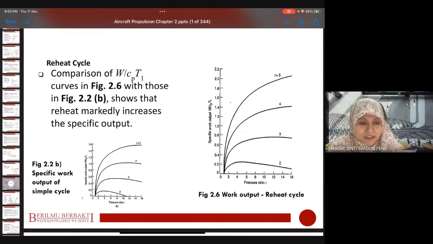Another pro and con. The pro, the benefit, is that work output increases, better work output, but it is less efficient. So it depends on our objective, our aim. If we want to produce more power, despite whatever the efficiency of the engine is, then maybe we can opt for this reheat cycle.